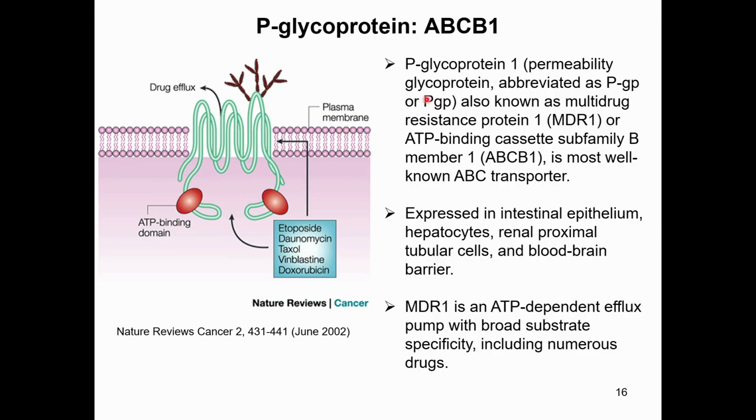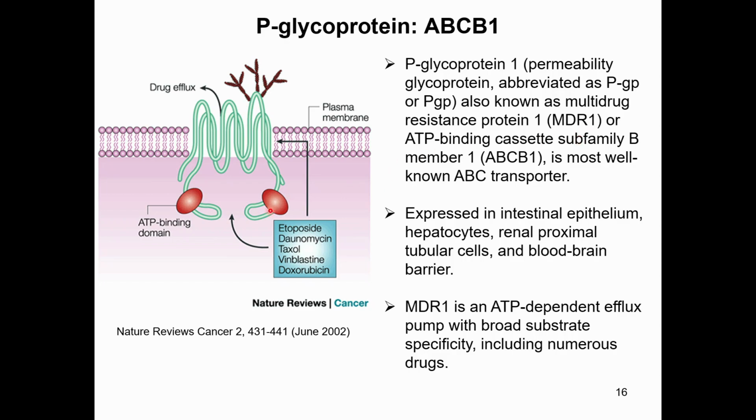And PGP, or ABCB1, is actually also the same as MDR1, multiple drug resistance 1. So this has been studied by scientists for a long time, and it actually has three different names: P-glycoprotein, ABCB1, and MDR1, but they're all the same thing.